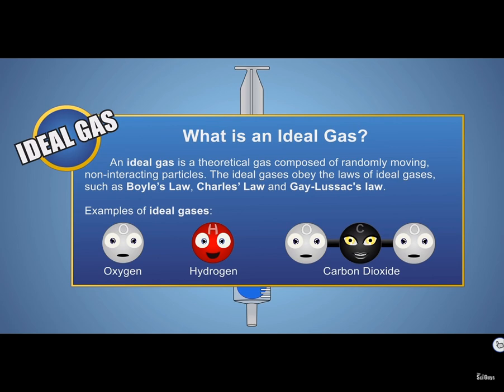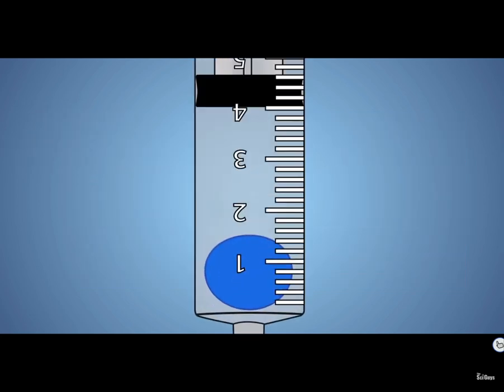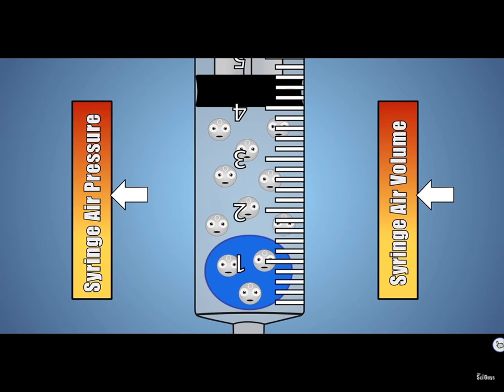This means they follow the laws of ideal gases, such as Boyle's law. In our experiment, the balloon and syringe are filled with tons of gaseous air molecules. Placing your finger over the opening at the bottom of the syringe keeps the mass of air molecules constant and creates a closed system that will allow us to manipulate the pressure and volume.